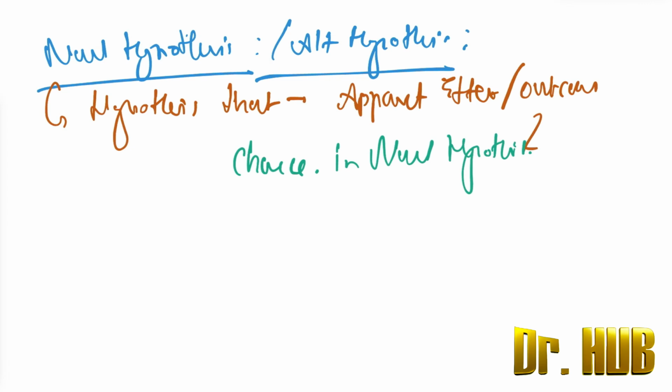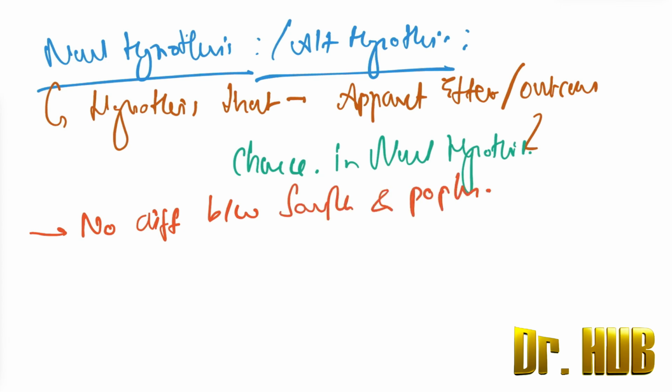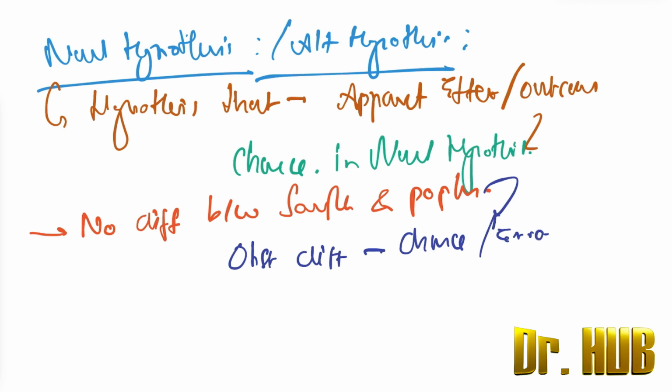The null hypothesis is one where there is no difference between the specified sample and the population, and any observed difference is due to chance or some other error.